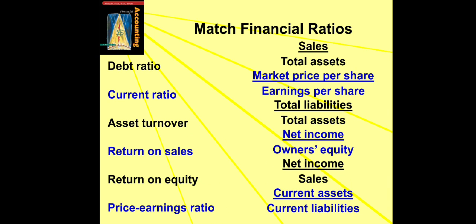So like I said earlier, you have to know how to calculate every ratio. What is the formula for each ratio? And then the second thing is you have to know how to interpret the number. So debt ratio, this is the formula. Current ratio, asset turnover, return on sales, return on equity, price earning ratio.